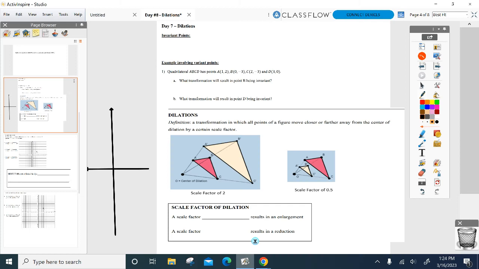Let's talk. Before we hit up dilations, I need to go over one term with you. Invariant point. Wait till you hear this one. Invariant point. What's an invariant point? Points, ready? That do not move after a transformation. So wherever it started, that's where it finishes.